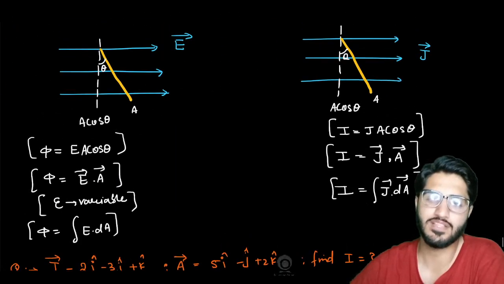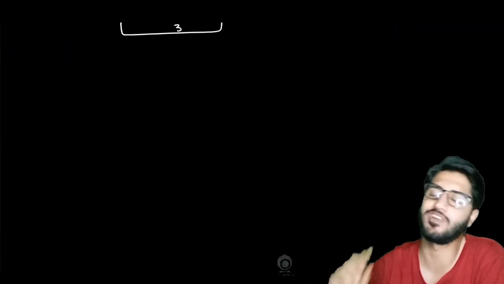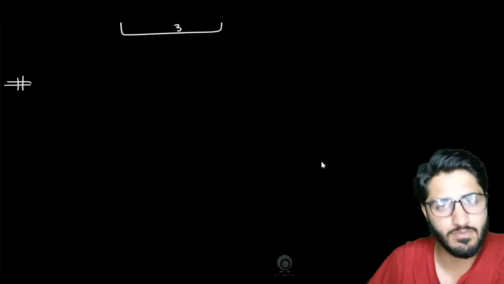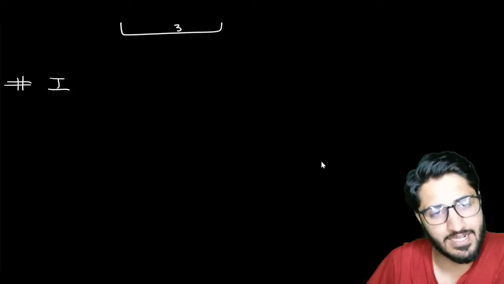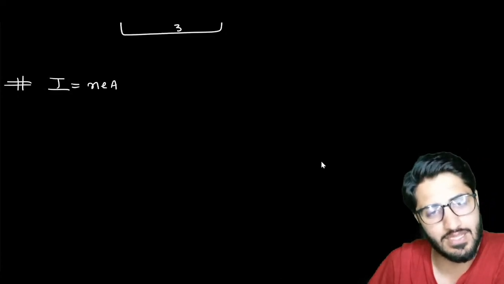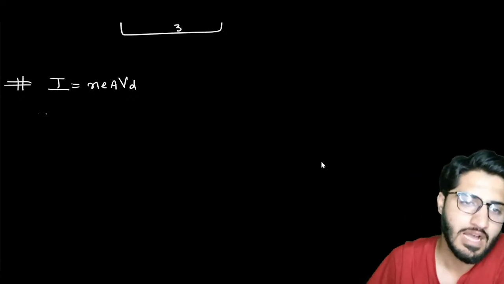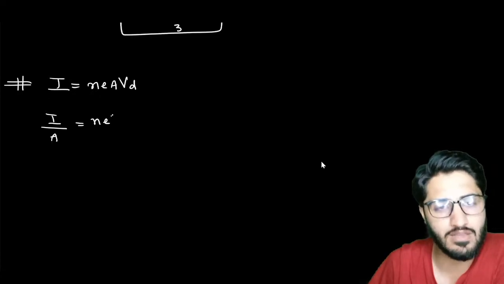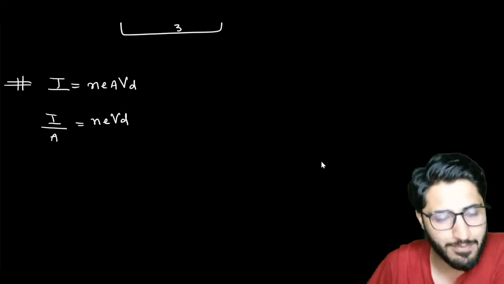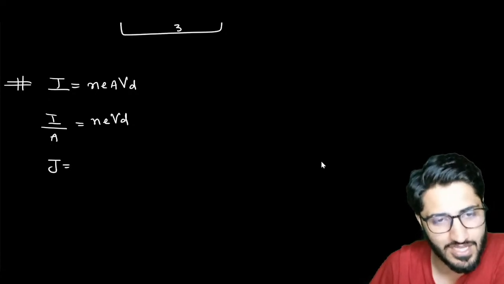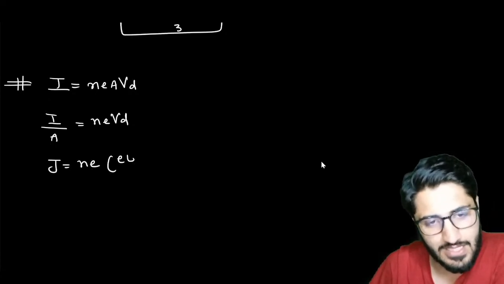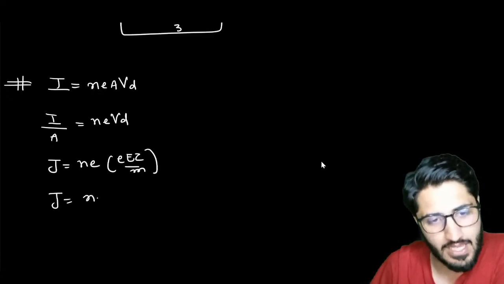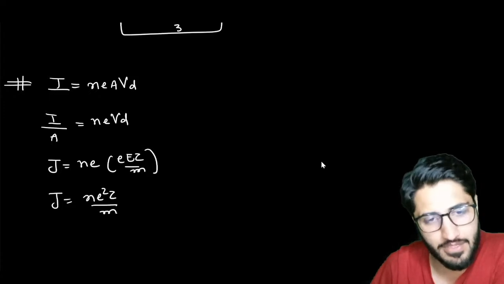Look now, I just told you the functionality of my formulas, how to get these things done. What is I? Current. Current is equal to n e A vd. I can write I by A, which came out to be n e vd. I by A is current density, J. J is n e vd, and vd is e tau by m times E. So J came out to be n e square tau by m into E.